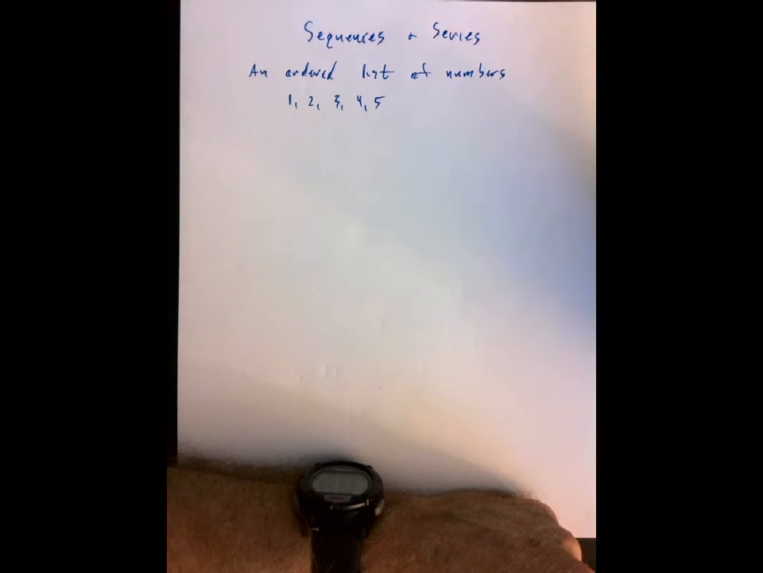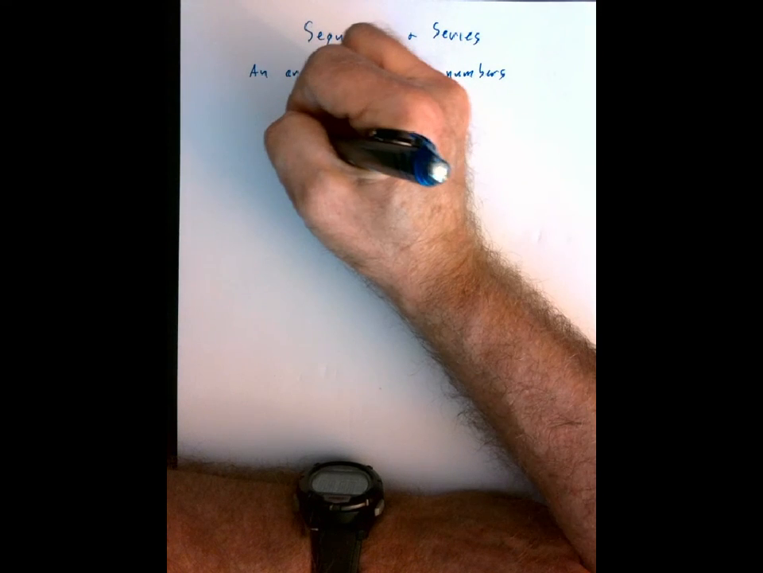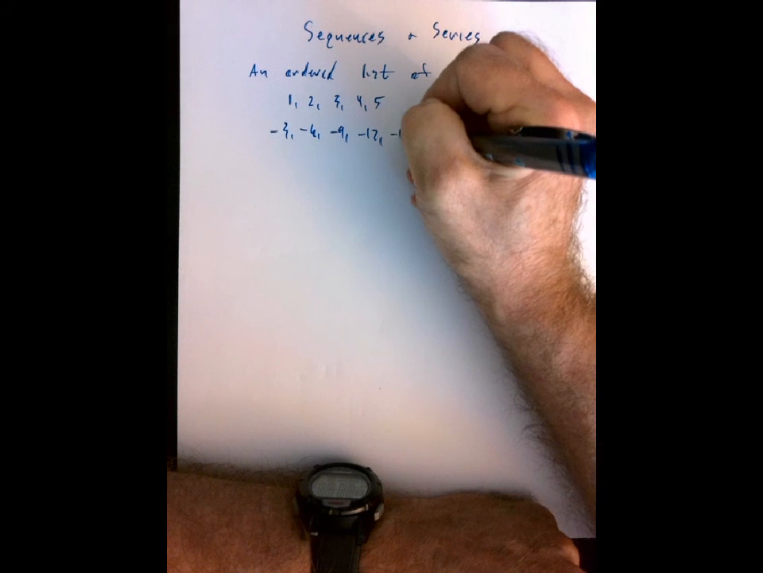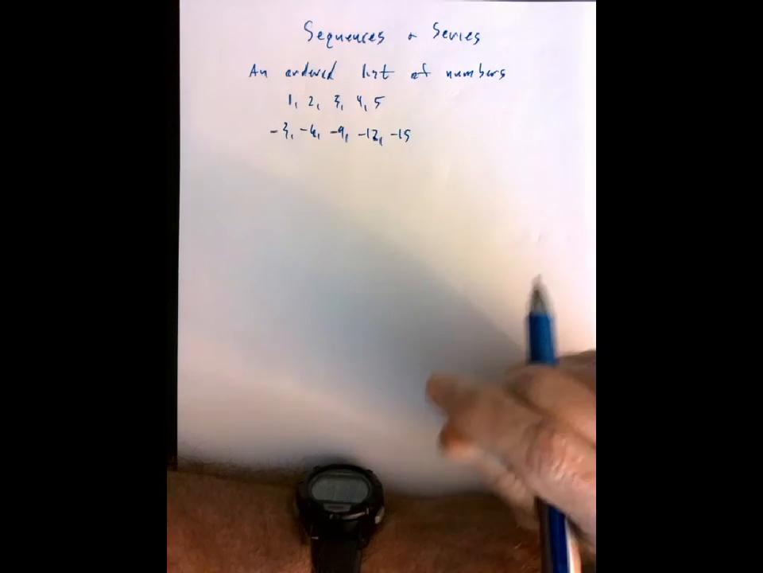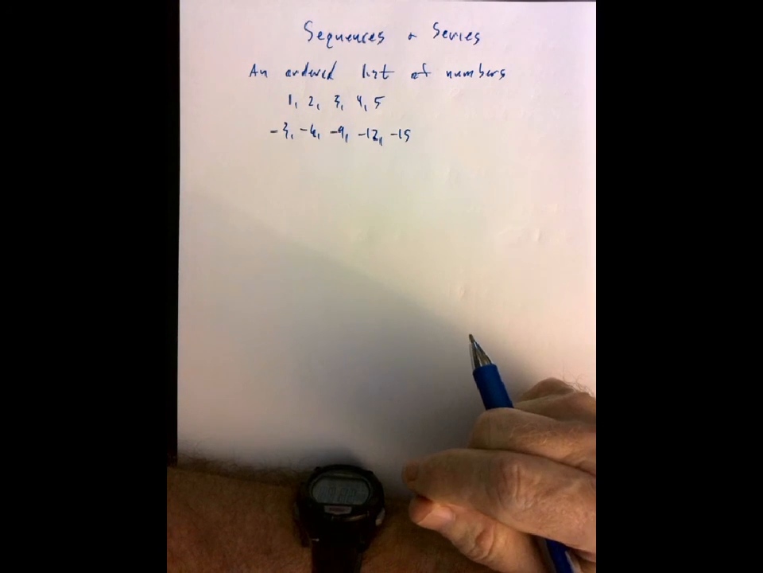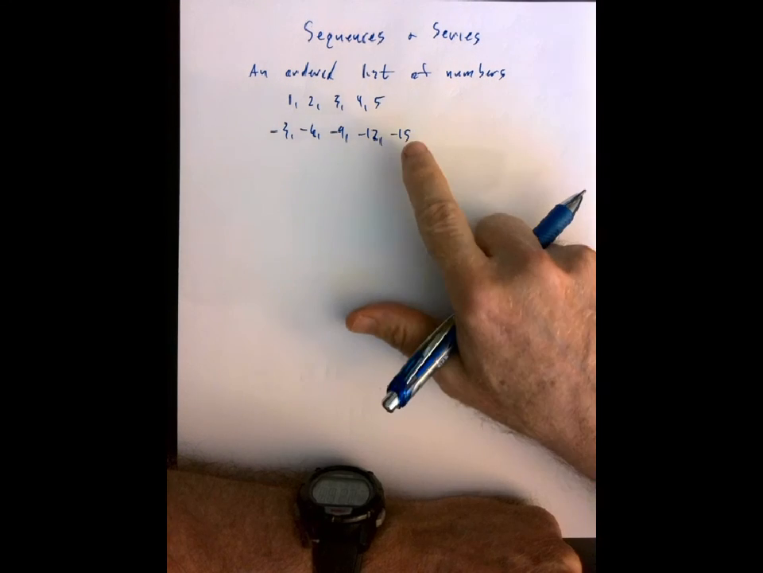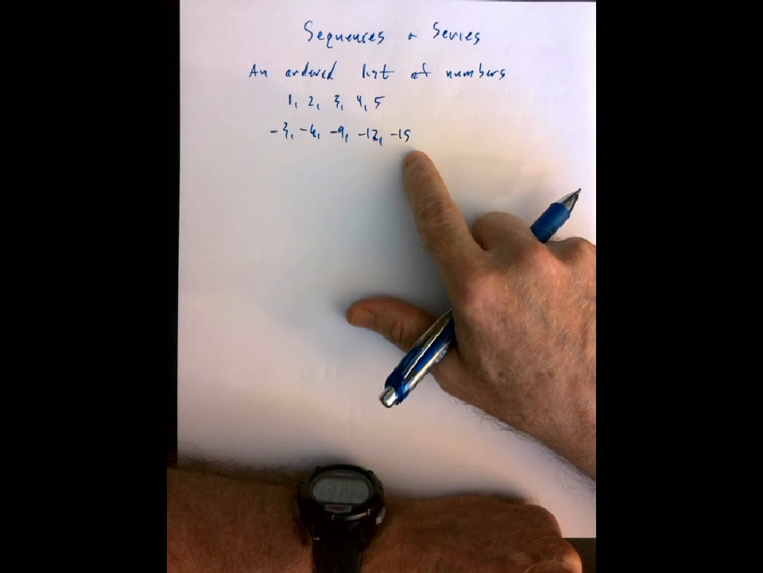Or -3, -6, -9, -12, -15. That's a sequence, because you can see that's not just a random list of numbers. It's a list of numbers that has a pattern to it. So those are both examples of sequences.